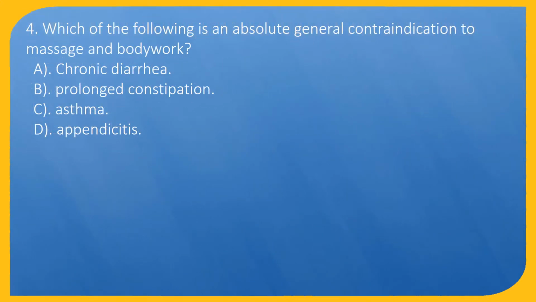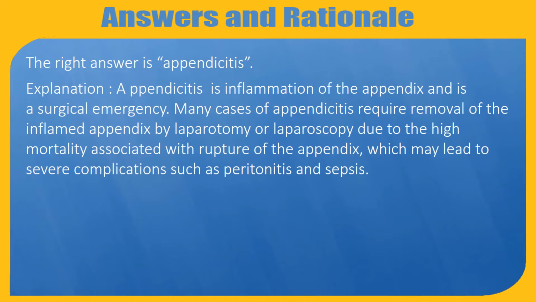Question 4. Which of the following is an absolute general contraindication to massage and bodywork? A. Chronic diarrhea. B. Prolonged constipation. C. Asthma. D. Appendicitis. The right answer is appendicitis. Explanation: appendicitis is inflammation of the appendix and is a surgical emergency. Many cases of appendicitis require removal of the inflamed appendix by laparotomy or laparoscopy due to the high mortality associated with rupture of the appendix, which may lead to severe complications such as peritonitis and sepsis.